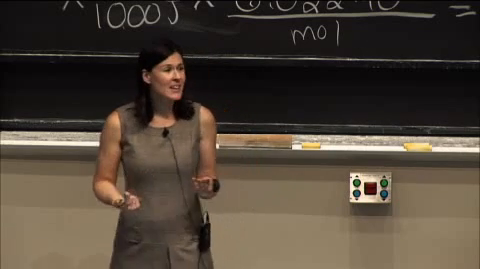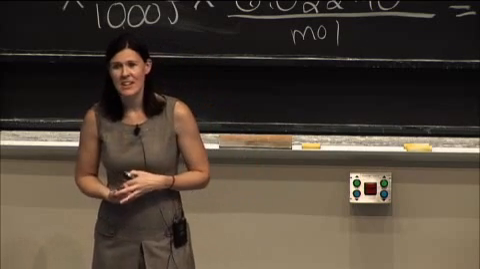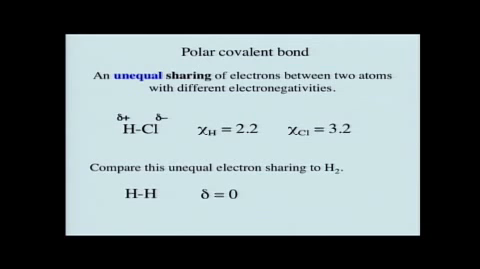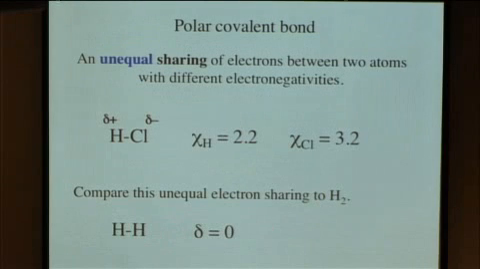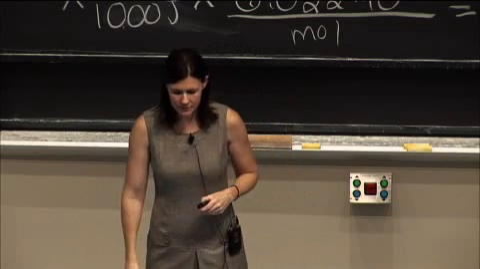So we can compare this, for example, to molecular hydrogen, where they're going to have that complete sharing. So there's not going to be a delta plus or a delta minus. Delta is going to be equal to 0 on each of the atoms. They are completely sharing their electrons.